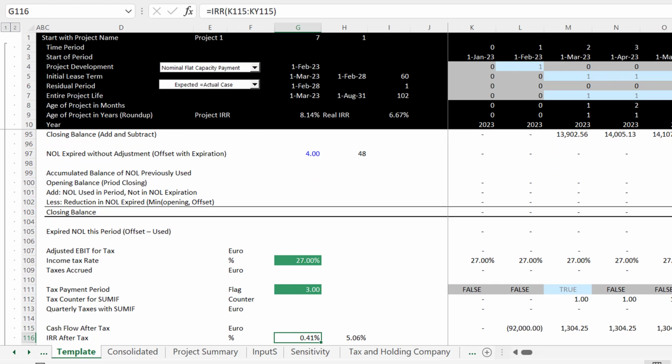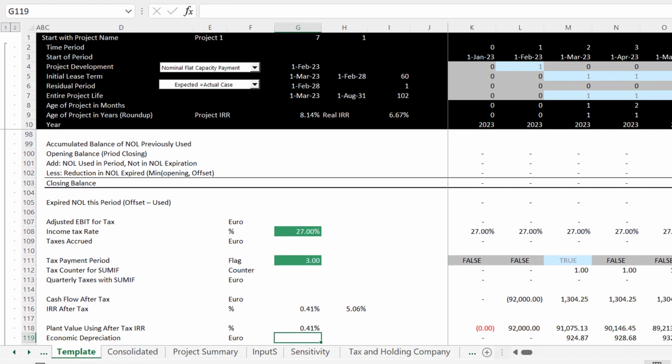Now, there was one other thing I was going to do here.